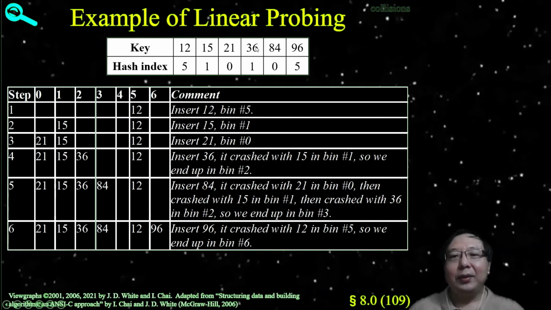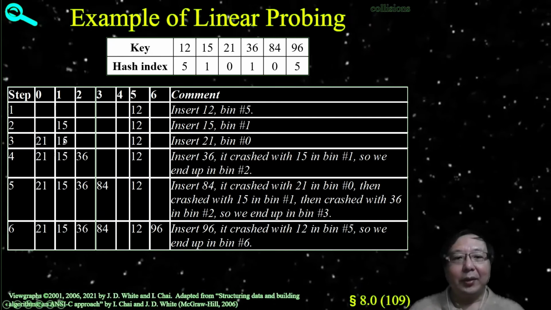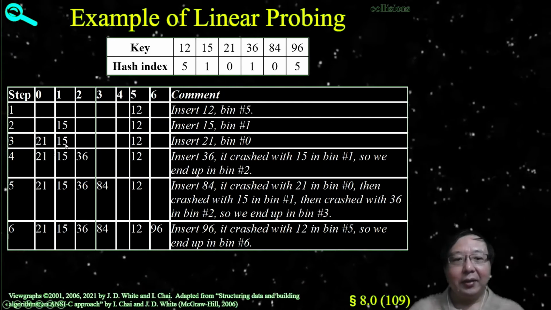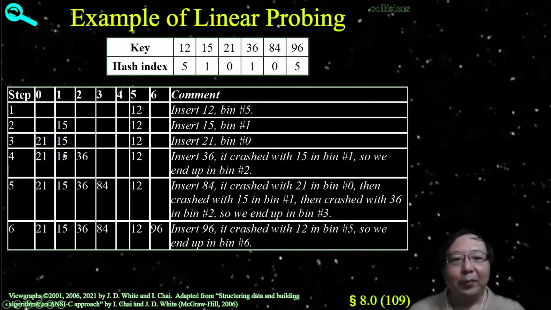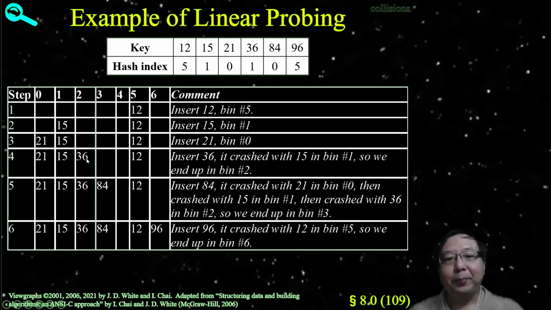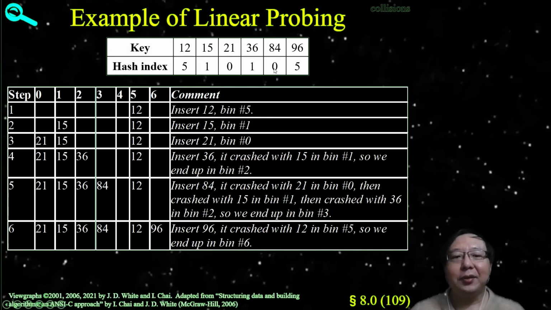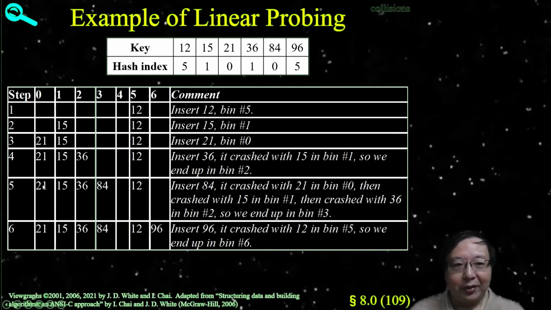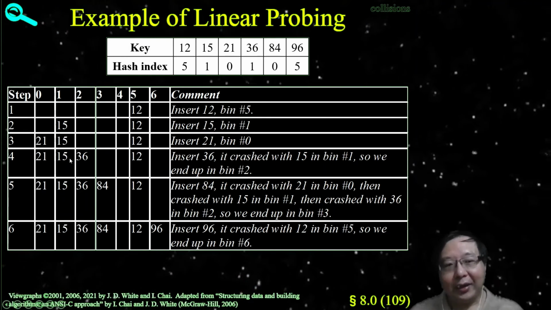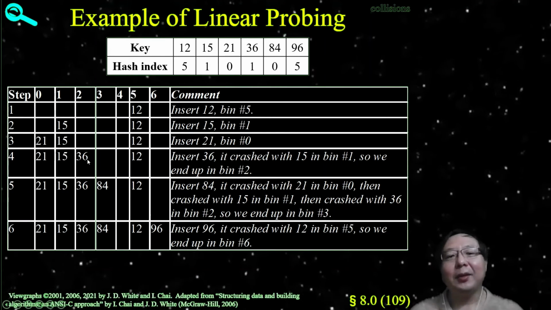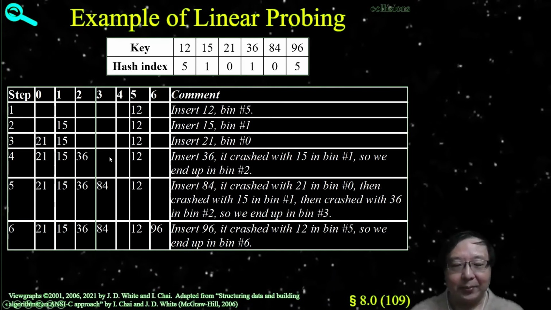Then we hash 36, it becomes 1. Well, 1 already has something there. So we do linear probing and we go to the next blank place, and we put it there. Then 84, we hash it to 0. So again, there's already something there. So we look at the next blank space, there's something there. So we look at the next blank space, there's something there. So we find this blank space and we put it there.